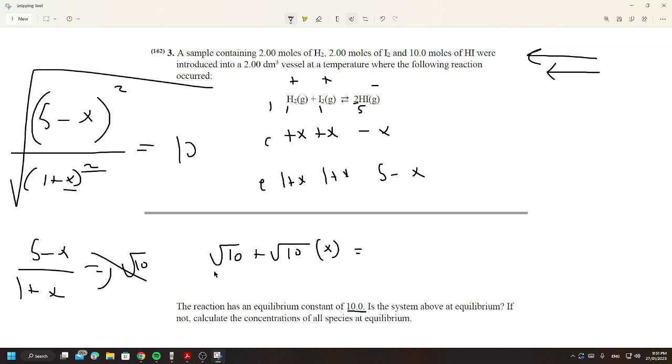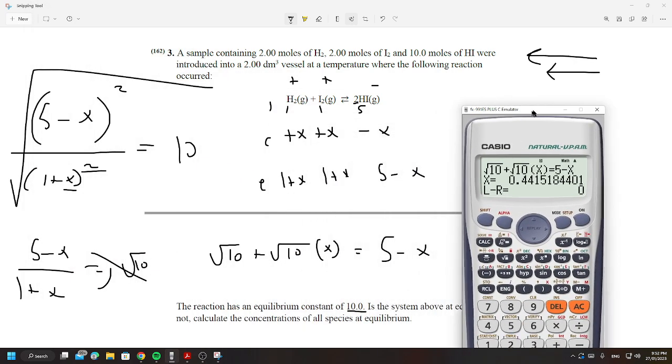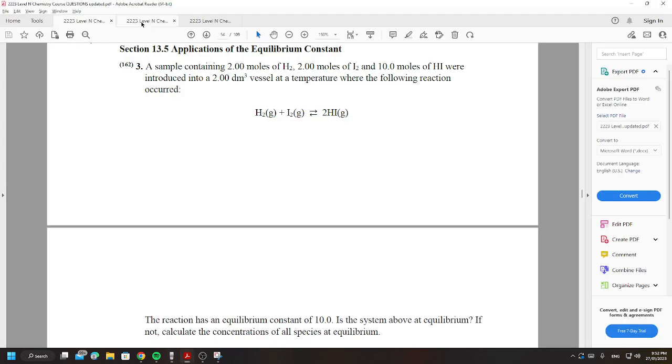Am I doing this right? Yeah, equals 5 minus x. And then just solve for x. So I'm just going to do it on my calculator so we don't take much time. So radical 10 plus radical 10 gives 5 minus x. Yeah, that's correct. So for x, and we got that. Please be correct.